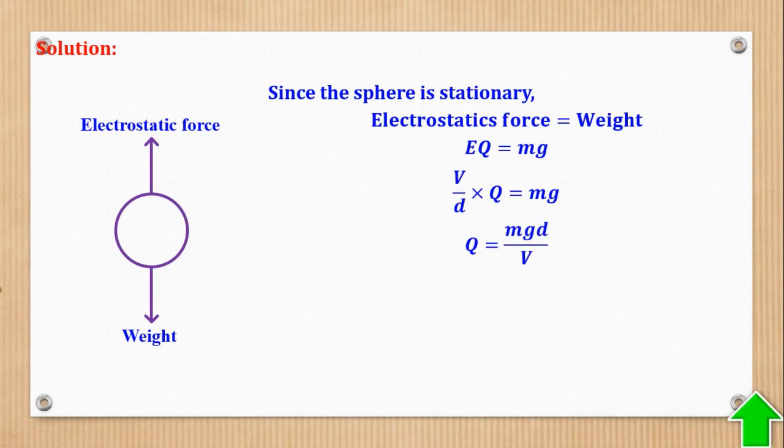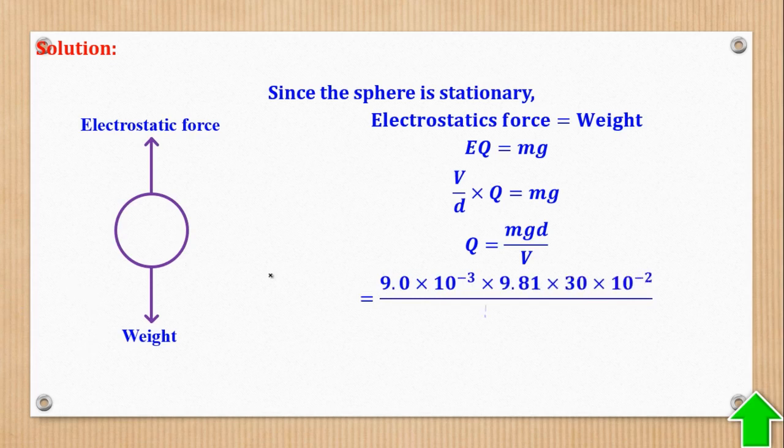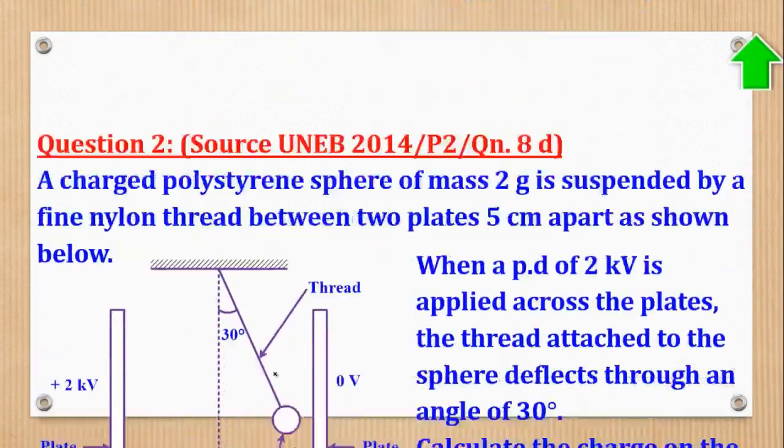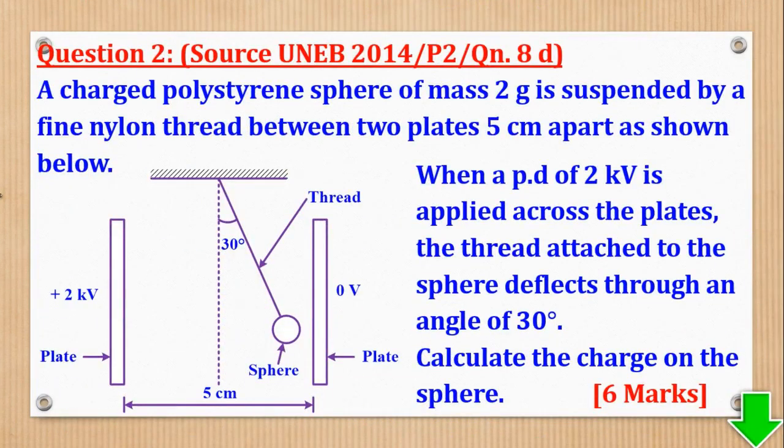Now, next is to substitute. Substitute for m, which is the mass, g, which is acceleration due to gravity, and d, which is the separation of the plates. Then V, which is the potential difference. It was in kilovolts, that's why it is multiplied by 10 to the power 3. Then I'll get the answer, and that will be the charge they want. It will be the magnitude of the charge they want. So that was question 1.